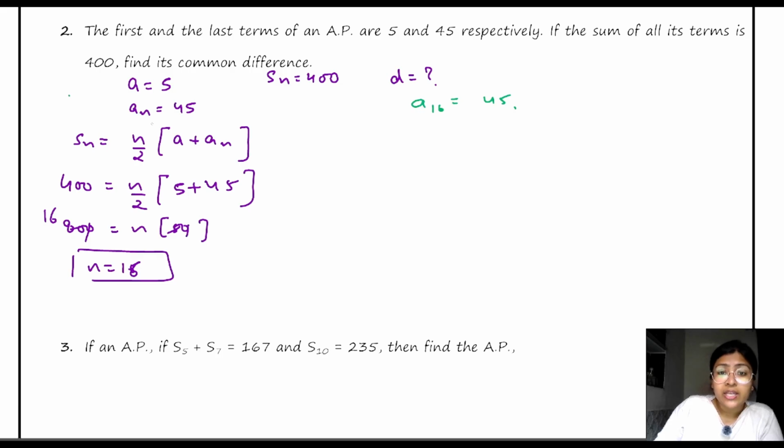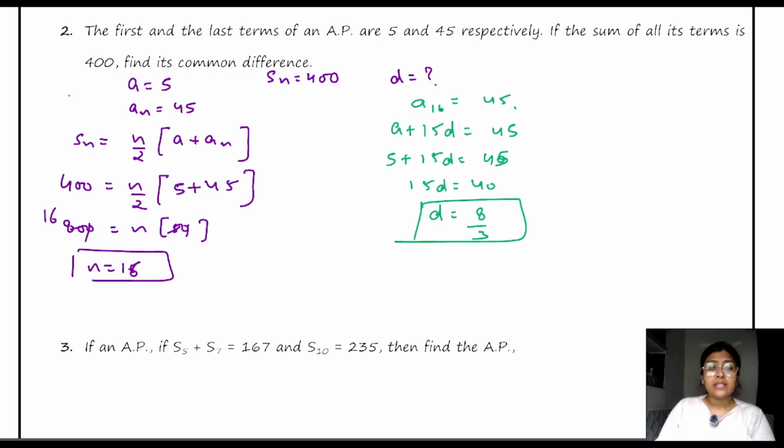Yes or no? Yes, a16 can be written as a plus 15d with the help of the general term formula, that is a plus n minus 1 into d, is equal to an. The first term is given as 5. So with the help of this, we can find the common difference. So 15d is equal to, if you transpose this, 40. So the common difference will be 8 by 3. This is clear to you? Very easy question for you. Yes or no? Yes.